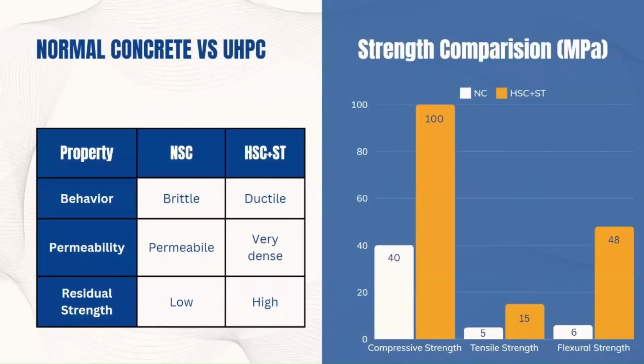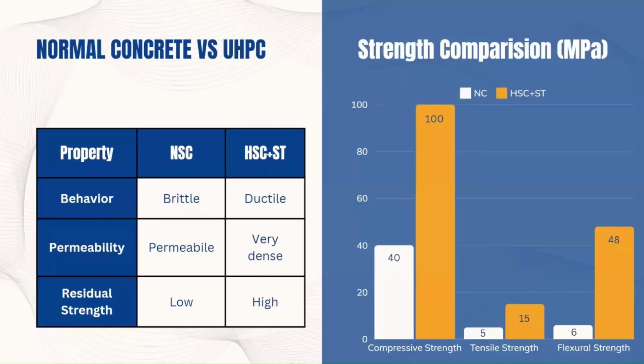In a quick comparison between normal strength concrete versus our concrete, you can see the following. First of all, normal concrete is extremely brittle while our material is extremely ductile. Normal concrete is also permeable while our material is extremely dense. And finally, normal strength concrete has extremely low residual strength while our concrete is extremely high.